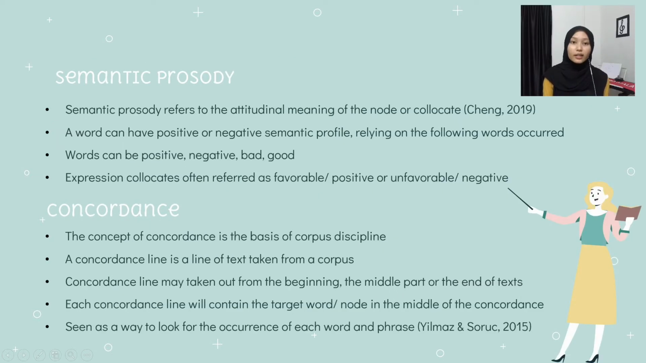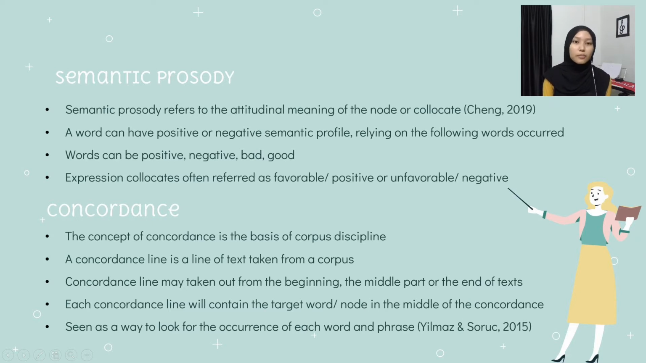Now, before we get into the tutorial part, I will explain semantic prosody and concordance. Semantic prosody refers to the attitudinal meaning of the node or collocate, according to Chang in 2019. Some linguists believe that a word can have a positive or negative semantic profile depending on the following words that occur in the text. Words are also believed to be positive, negative, bad or good. Some even say that expression collocates are often referred to as favorable and positive or unfavorable and negative.